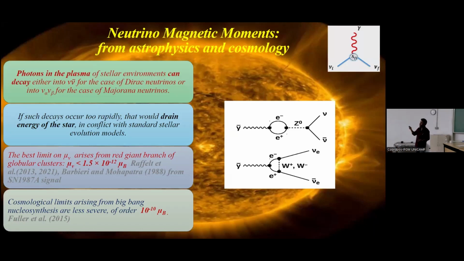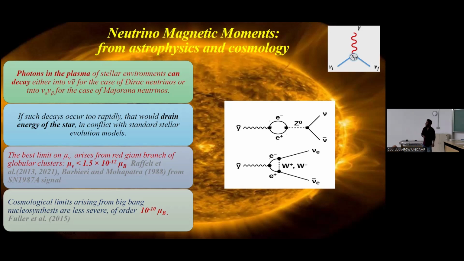So before going into the model details, the astrophysics and cosmology part, let's briefly summarize the consequences you can have if you have such electromagnetic moments. I briefly mentioned that photons in the plasma, in any red giant or horizontal branch star, develop what is called a plasma mass, a medium-dependent mass. It can decay to neutrinos, and if you have an electromagnetic moment, it can drain energy faster, and this would conflict with the stellar evolution model. Raffelt and company put the strongest limit on that, 10⁻¹² Bohr magneton. This is from astrophysics.